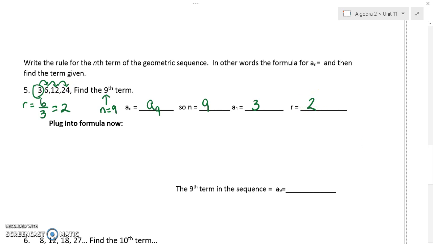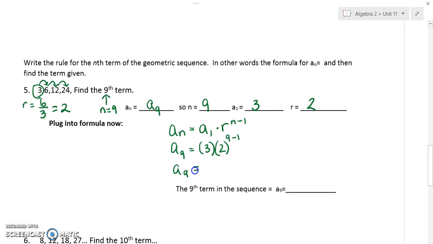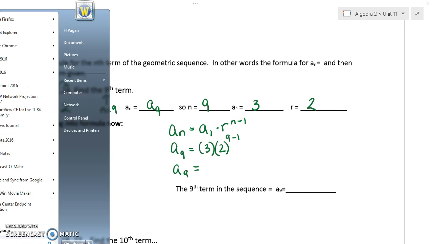And then what we're going to do is use the formula. The formula we have is a_n equals a1 times r to the n minus 1. Well, a_n is a sub 9, and a1 is 3, and r is 2, and then we have 9 minus 1 power. I'm going to go ahead and substitute that into the calculator to see what my value is. Let's get our calculator out.